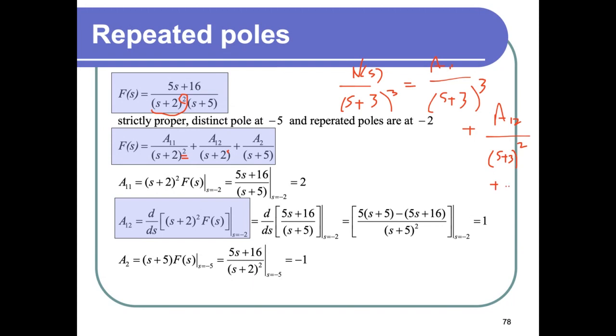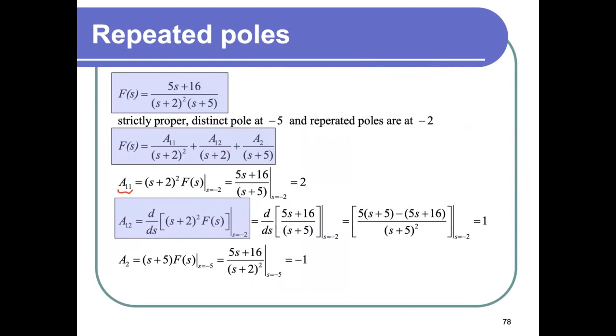Then I will have a13 over s plus 3. So you will still have as many terms as the number of poles, even if they are repeated. However, the computations of the coefficients, the constants, will be different. For example, for a11 you treat it normally: you multiply by s plus 2 squared, multiplied by f, and evaluate at minus 2, and you get some number.